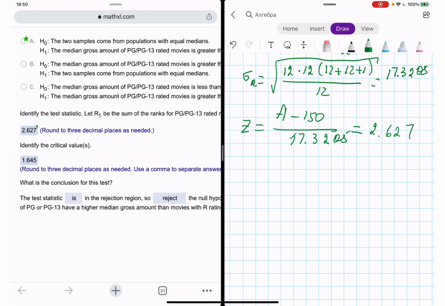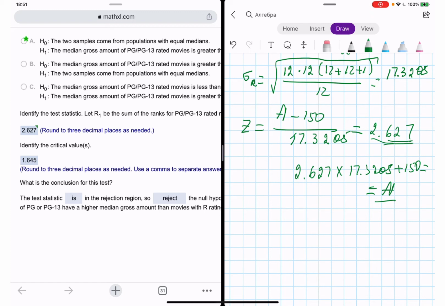Okay, so from here I can calculate A. If I take 2.627 multiplied by 17.3205 and add 150, I should get this A. Going backwards, but you can do it. I'm not going to do this math now. Okay, so the bottom line is the test statistic is 2.627.